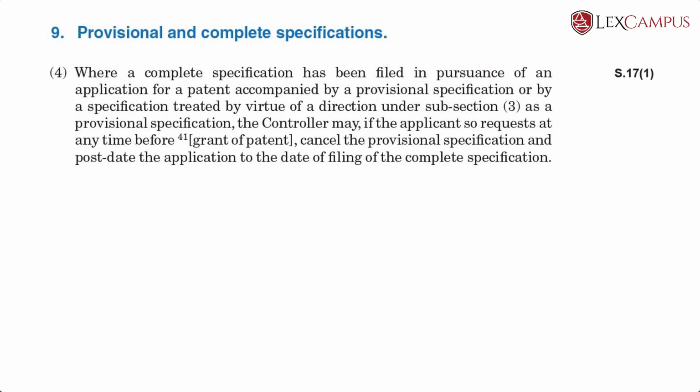9.4 states that where a complete specification has been filed in pursuance of an application for a patent accompanied by a provisional specification, or by a provisional specification treated by virtue of a direction under subsection 3 as a provisional, that is, the purported complete converted into a provisional, what we saw in the earlier subsection, the controller may, if the applicant so requests, at any time before grant of a patent, cancel the provisional specification and post date the application to the date of filing the complete specification.